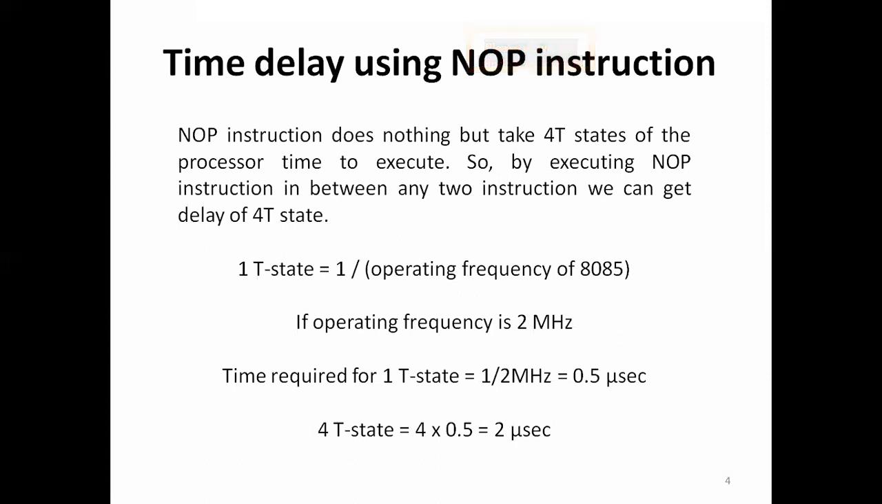It depends upon the operating frequency. If the operating frequency is 2.5 megahertz, then 1 T state will be 0.4, and then 4 T states will be taking 1.6 microseconds. So this is one of the ways by which you can create a delay, by using the no operation instruction.